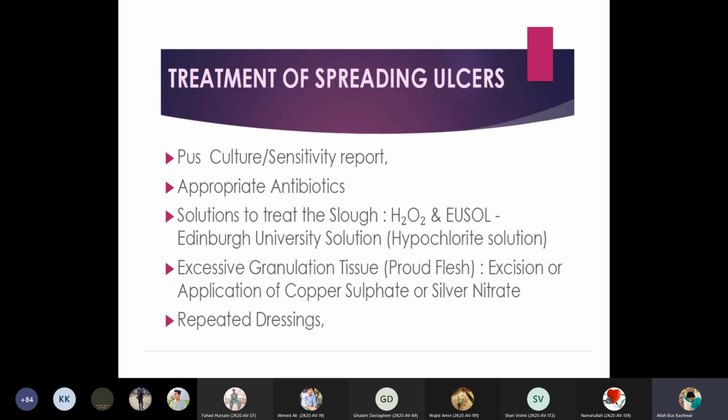So the treatment of the spreading ulcer is to take a pus culture and report for sensitivity, and appropriate antibiotics based on the reported sensitivity test may be prescribed. Solutions to treat the ulcer include hydrogen peroxide and eusol, Edinburgh University solution, a hypochlorite solution. For excessive granulation tissue, proud flesh, application of copper sulfate or silver nitrate can be done. Repeated dressing is required for ulcers.